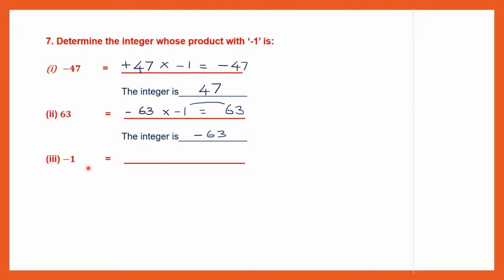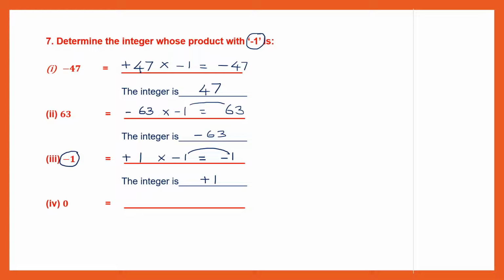Now minus 1. What should we multiply into this minus 1, which is there in the question, for us to get this answer, which is minus 1? Now we have one negative integer and our answer also is negative. That means this integer is positive. So we found the sign. The sign is plus. Now 1 into what will give us 1? 1 into 1. So the integer that we found is plus 1.